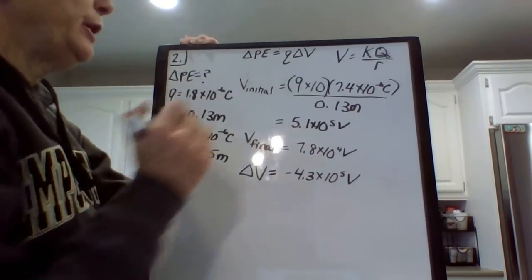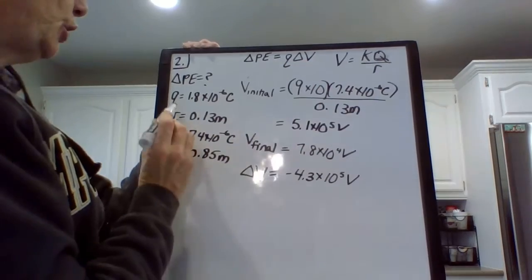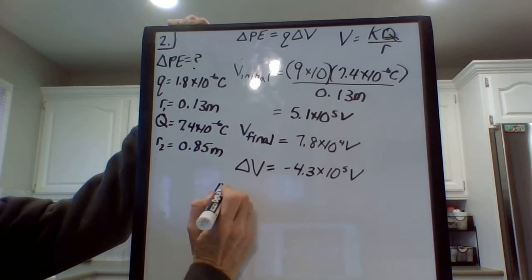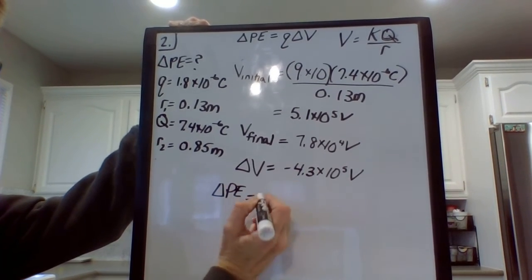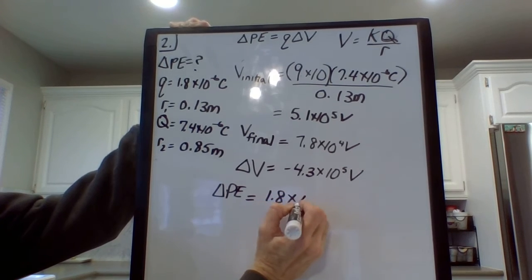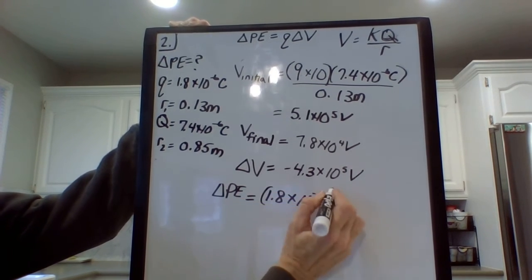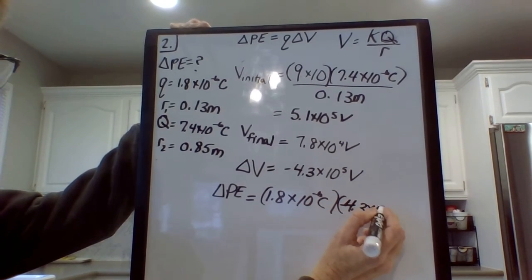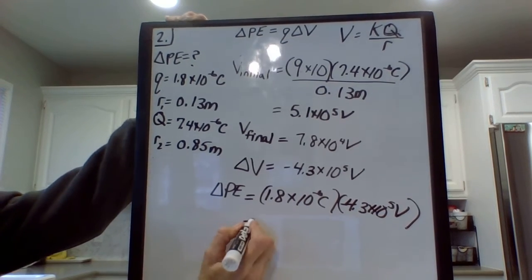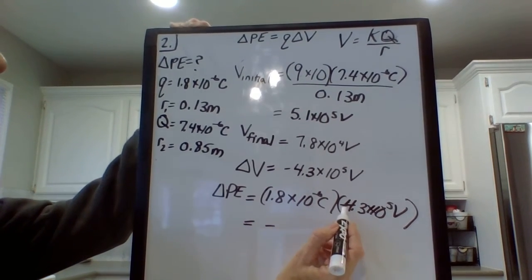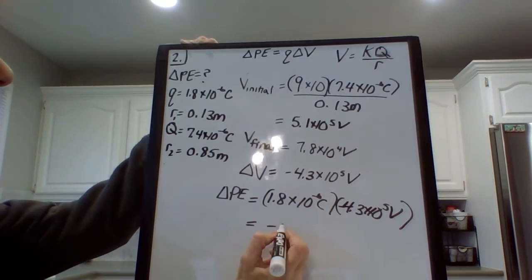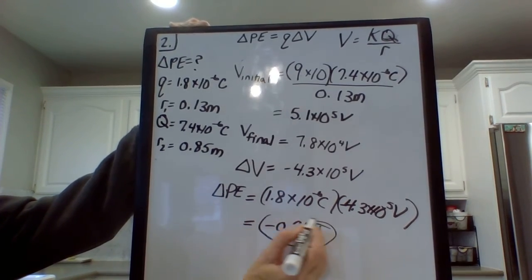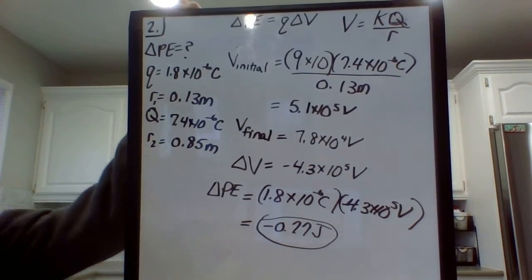Okay, then the only other thing we need to do is use Q, the charge that's put in that field, to find the change in potential energy. It's going to be a negative number. The change in volt is negative. So there's your answer. Okay, so that's the answer for number 2.